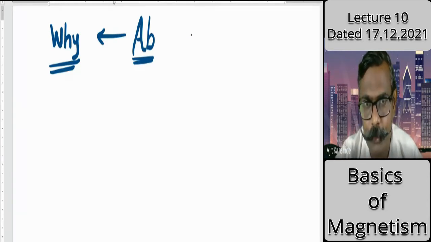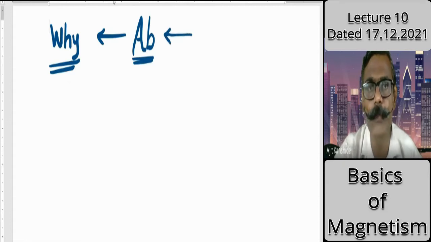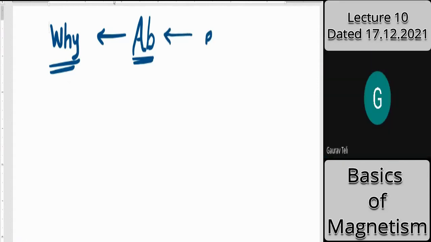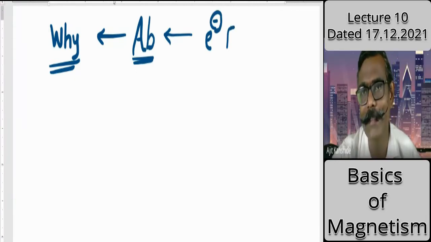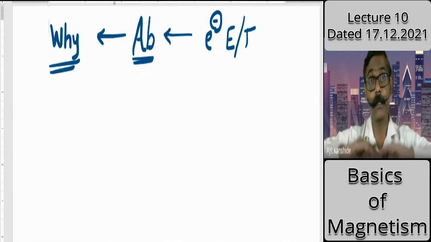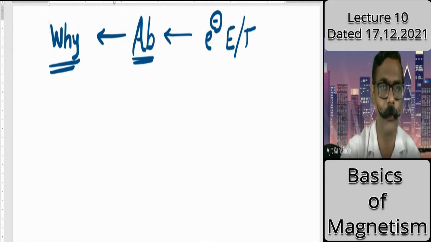Now, answer my question. Why is there absorption? Absorption of light for what purpose? Excitation of electron. Yes, for electron excitation or electron transition or electron movement. Good, very good. All of you are brilliant.